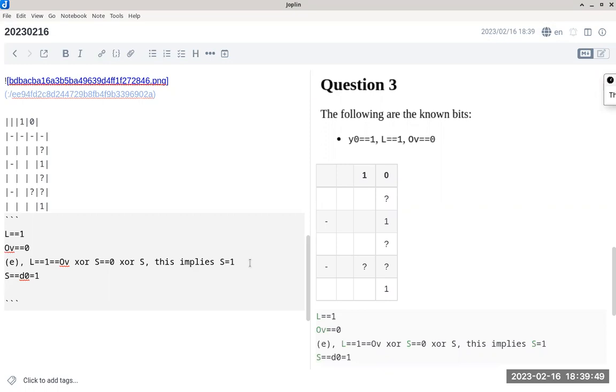Okay, so what else can we do at this point? So we know L is a 1. We know overflow is a 0. We know D0 is a 1. So what is the next thing we can figure out? Yes. Using rule D, we can imply that X0 is 0. X0 is 0. X0 is a, it has to be a 1. Okay, that's very good. It has to be a 1.